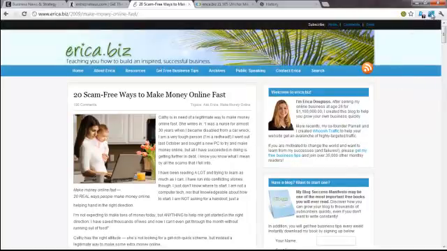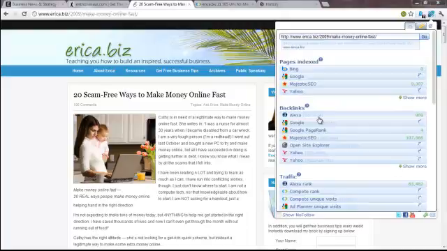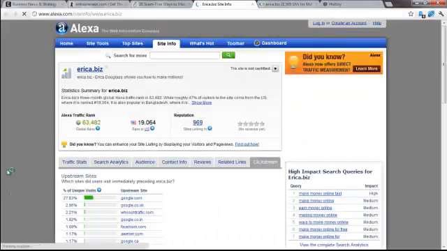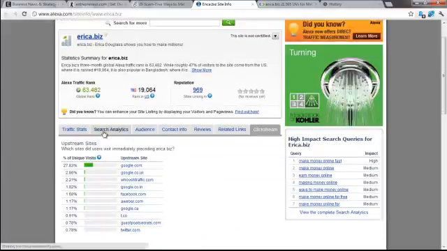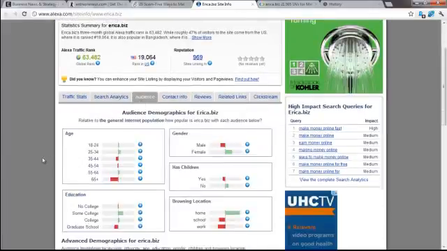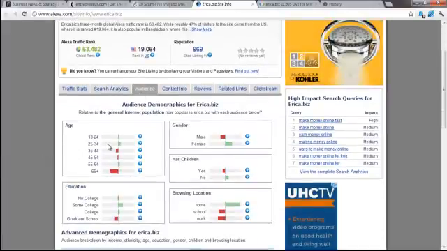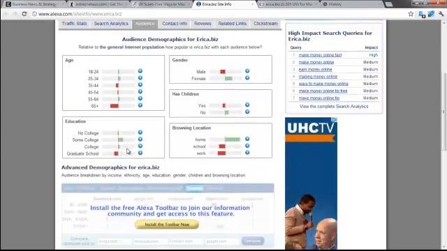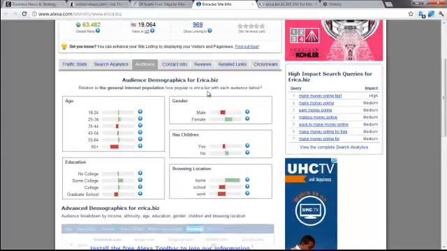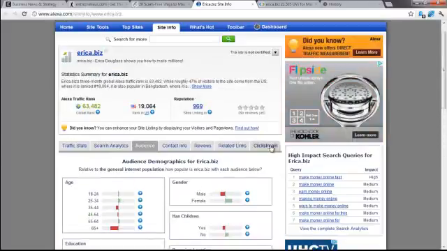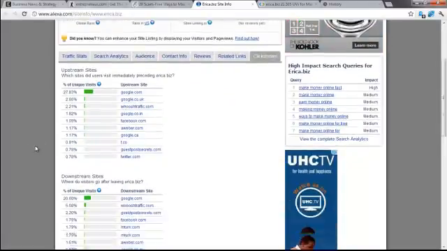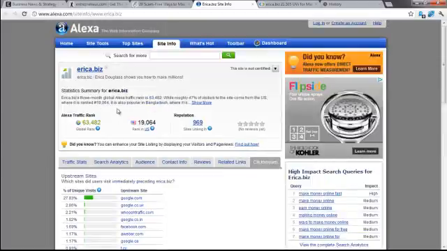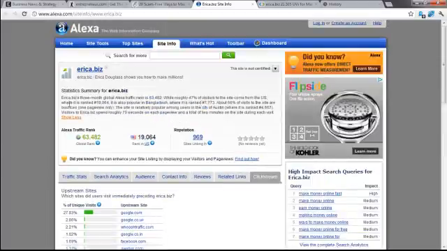And the next thing, we might as well go ahead and look at her Alexa to see what the demographics are. So 25 to 34, if you remember, that is our sweet spot. And, you know, mostly female. Her clickstream, she has traffic coming from Google, which is good. And let's take a look here.